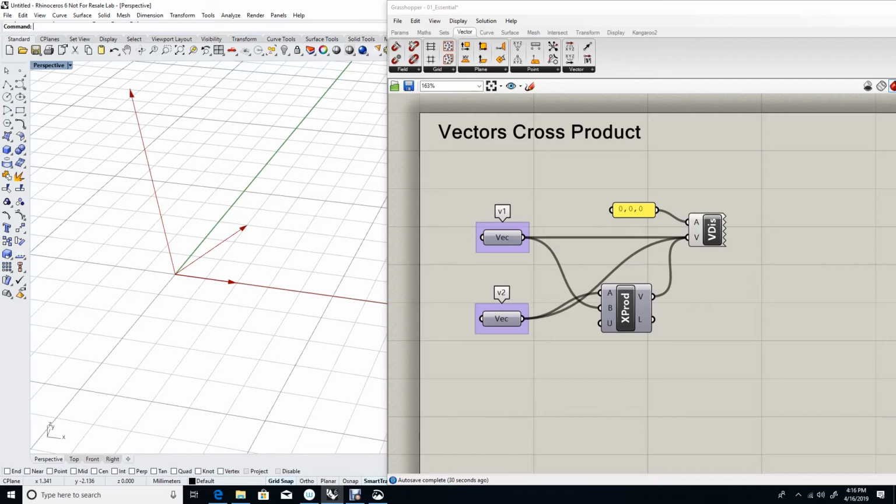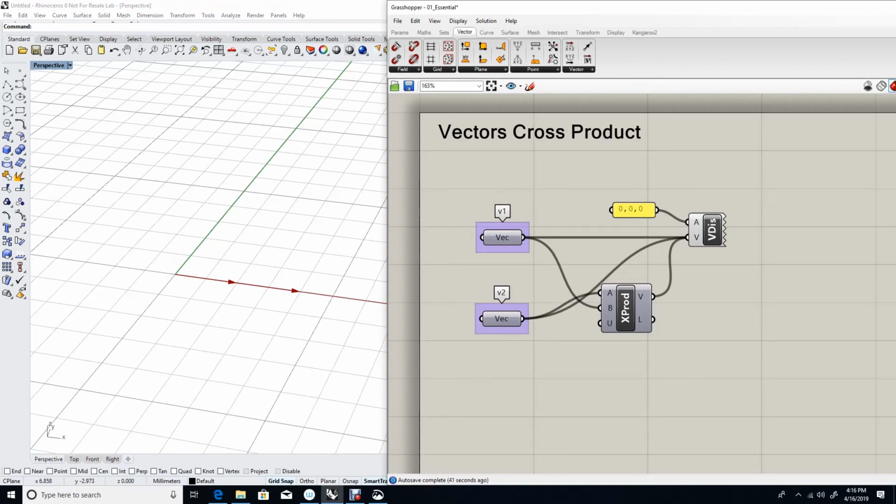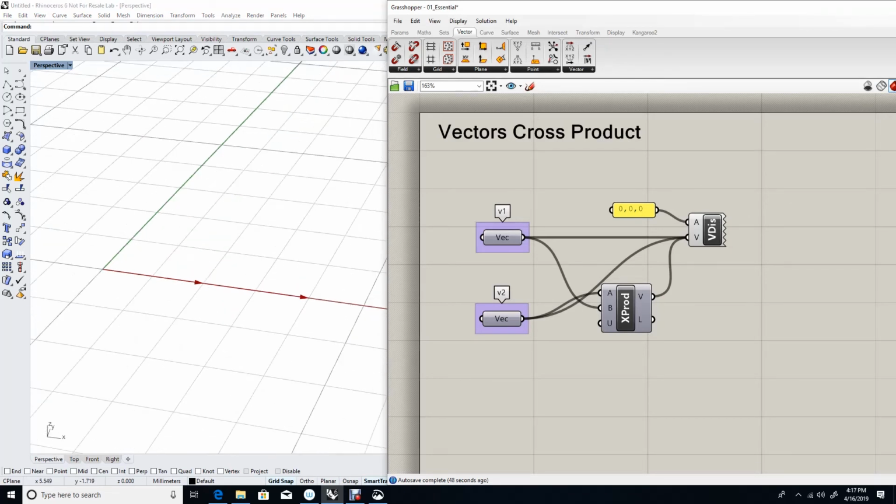Now what happens if the two input vectors are parallel? Let me set up two vectors that go in the same direction. So vector 1 and vector 2 now go in the same direction, which is along the x-axis. Now the resulting vector, let's capture the result, is a zero vector, 0, 0, 0. And the length of it should also be 0. And this is how you know that two vectors are parallel.